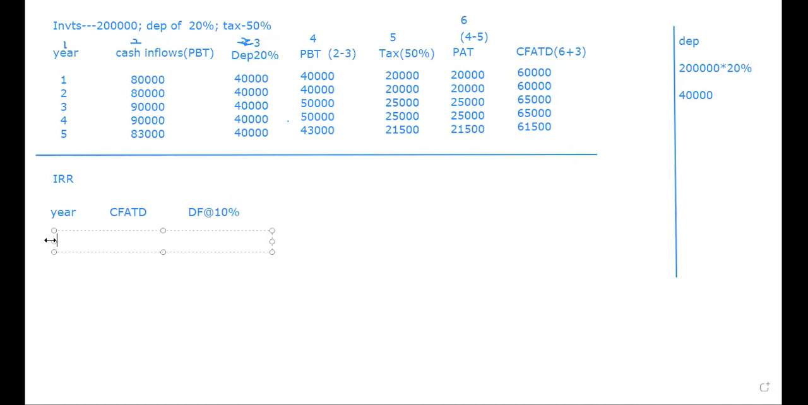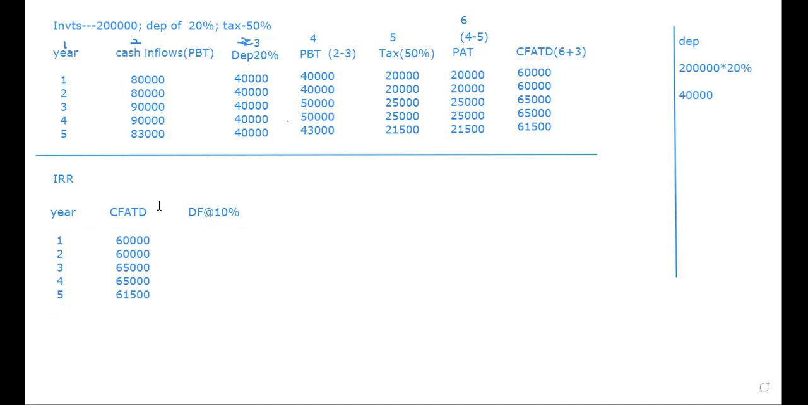So here, my first year, how much did I get? 60. Then the second year is also the same, 60. Then the third year it's 65,000. Then the fourth year, 65,000. Then the fifth year, 61,500. So now I got it.